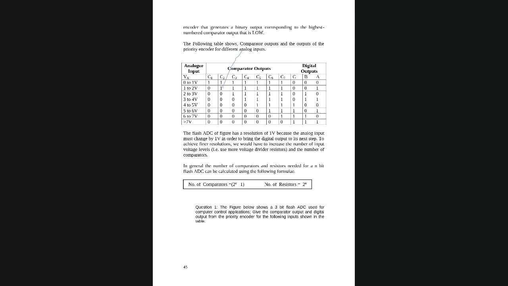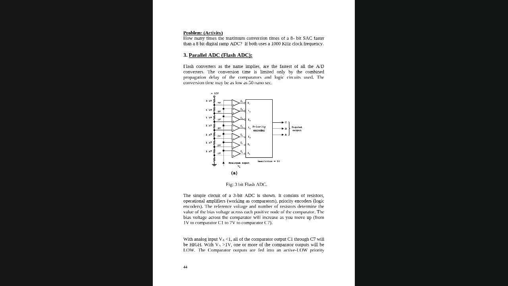Similarly, all of them will be 1. Why will all of them be 1? Because in all cases, even in C3, it is the same thing, right? It is 3 volt, and 3 volt is more than 1.7. 4 volt is more than 1.7. Similarly here 7 volt, so 7 volt is also more than 1.7. So in all cases, since this input is 1.7, all of them are greater, so that's it.